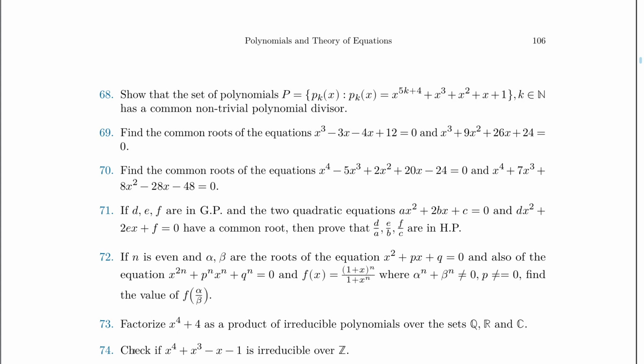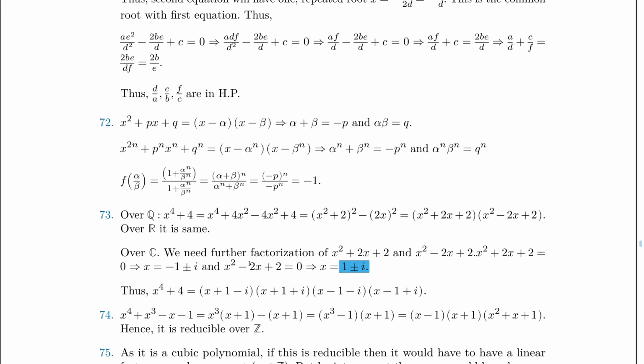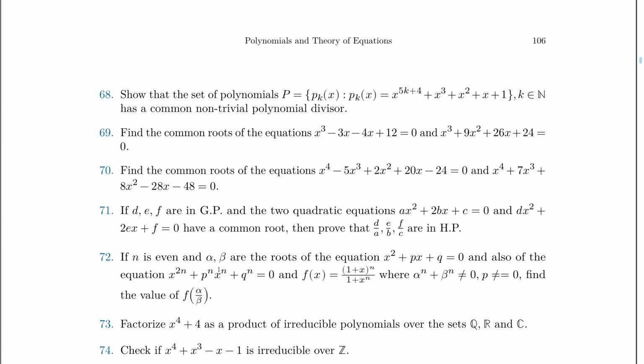Question 74 says that check if x to the power 4 plus x to the power 3 minus x minus 1 is irreducible over Z. Now we have x to the power 4 plus x cube minus x minus 1. From the first two terms we take x cube common, it becomes x cube into (x plus 1) minus 1 into (x plus 1), which is equal to (x minus 1)(x plus 1)(x square plus x plus 1), and therefore it is reducible over Z.